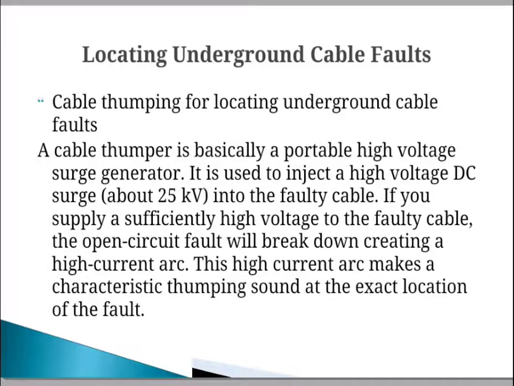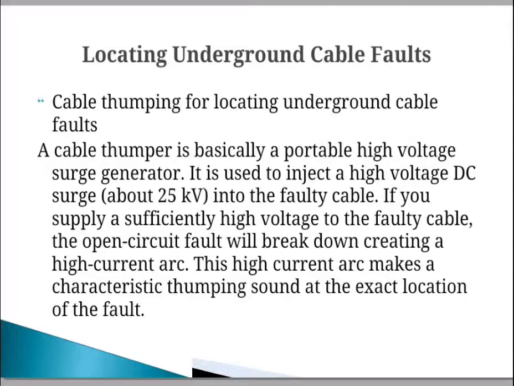To find out the location of a cable fault using the thumping method, a thumper is set to thump repeatedly and then you walk along the cable route to hear the thumping sound. The higher the DC voltage applied, the louder will be the resulting thump. This method is useful for a relatively shorter cable. For longer cables, the thumping method becomes impracticable.